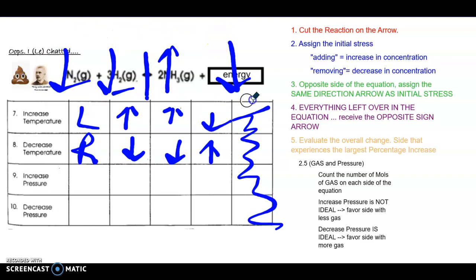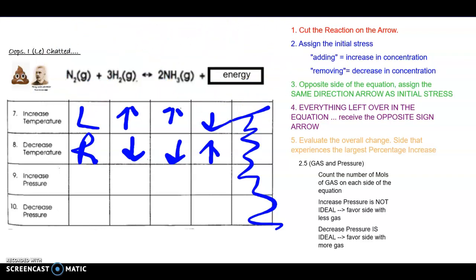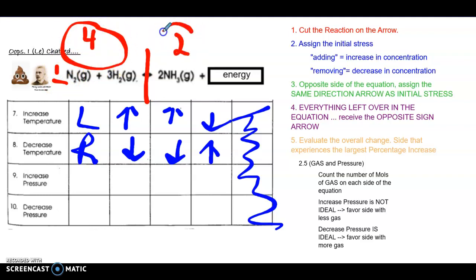Okay, final set of shifts is a pressure shift. When I assess for pressure, I'm not using arrows. It's not going to work. I need to start counting the number of moles of gas. So there are 4 moles of gas on this side, and there are 2 moles of gas on this side, and then I need to ask myself, well, what is the shift? I'm increasing pressure. Is this ideal or not ideal?